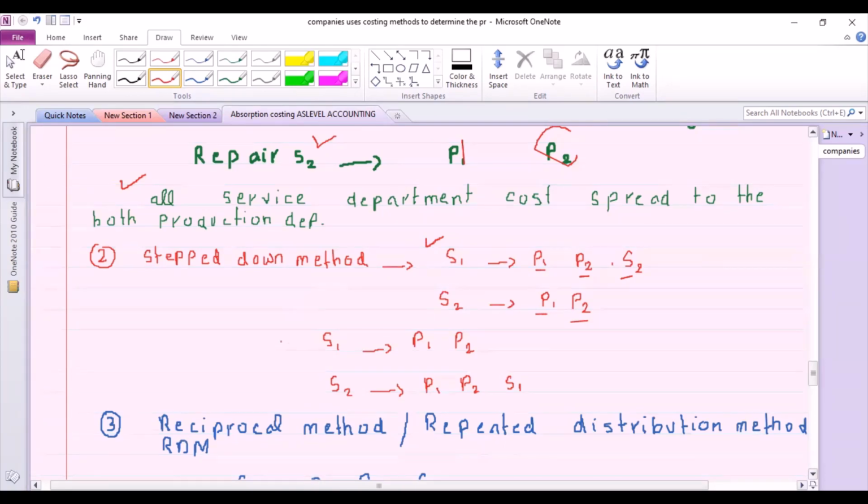And maybe this is also the case, that service department 1 only shares its fixed overhead cost to production department 1 and production department 2, and service department 2 shares its fixed overhead cost to production department 1, production department 2, and service department 1.